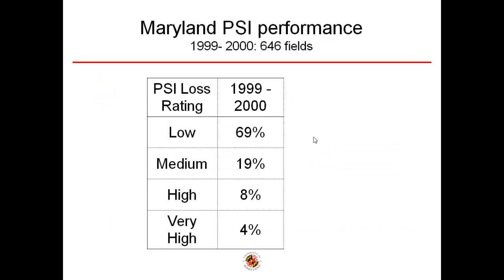So Maryland PSI performance, how did the old one work? I'd like to say that actually the authors of the old P-index did a very good job. I was in graduate school. I actually remember when this study was done, people I shared an office with did this study with Dr. Cole and Dr. Latham and Dr. Sims. They looked at 646 fields between 1999 and 2000 and said, using the Maryland P-index, what's the performance going to be?